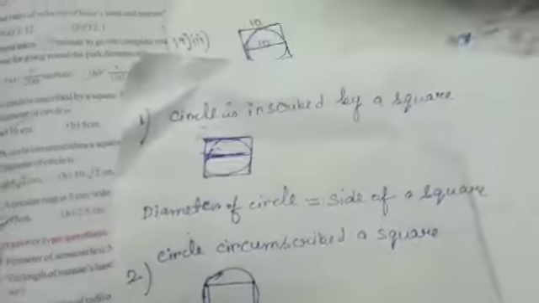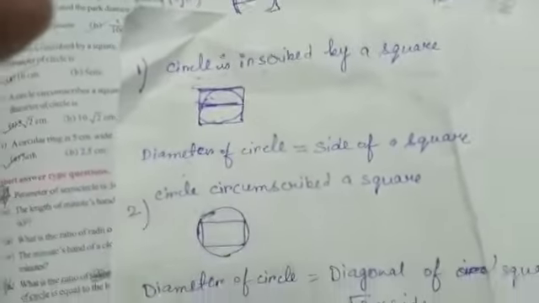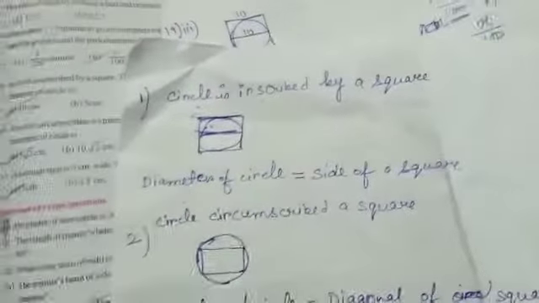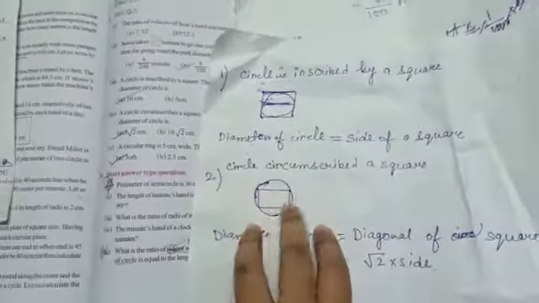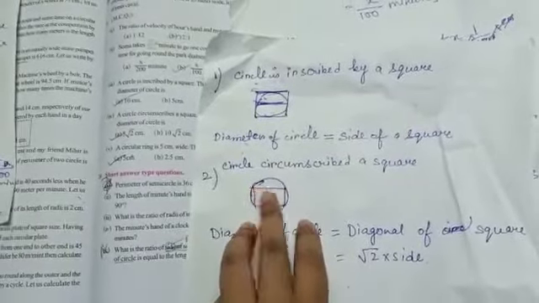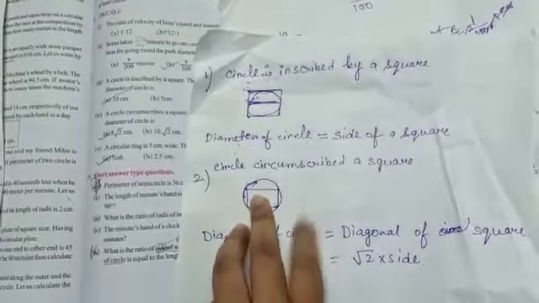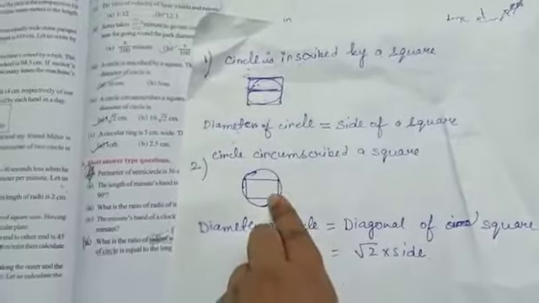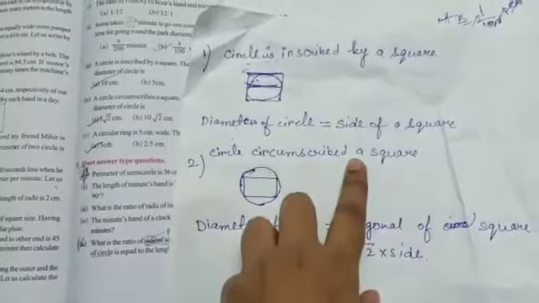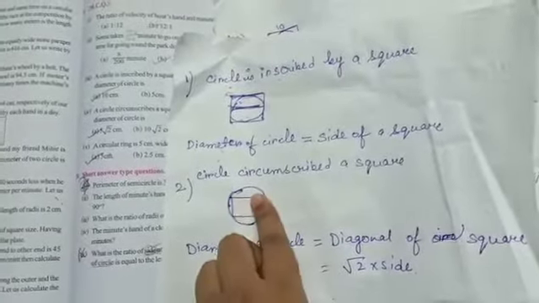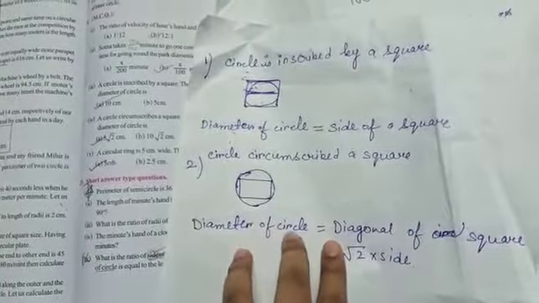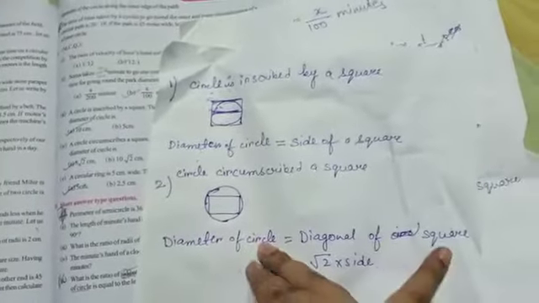Now the next one, you can see a circle circumscribed by a square. Circle circumscribed by a square means the circle will be outside and the square will be inside. It is not a proper square, but you make it a proper square, because I don't have a compass right now. At that time, diameter of a circle is equal to diagonal of a square.